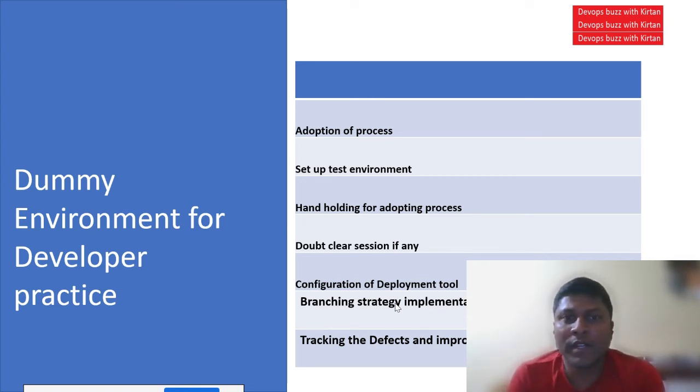For the dummy environment, I segregated the points below: adapting the process, setting up the test environment, hand-holding for adapting the process, doubt-clearing sessions if any for the developers and release team members, configuration of the deployment tool for the test environment, branching strategy implementation for the test environment, and tracking defects and improvements. Whatever defects or issues developers get in practice, we can focus on those and try to improve them, so that the same issues will not repeat when we go to the actual deployment process in production.